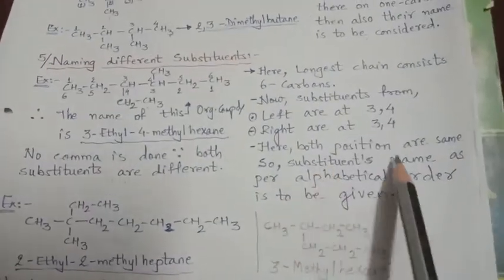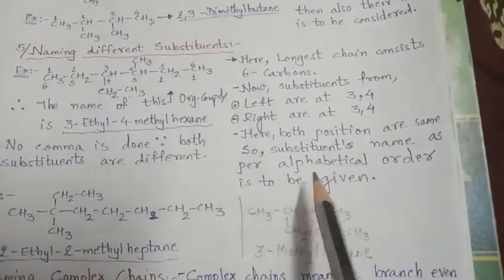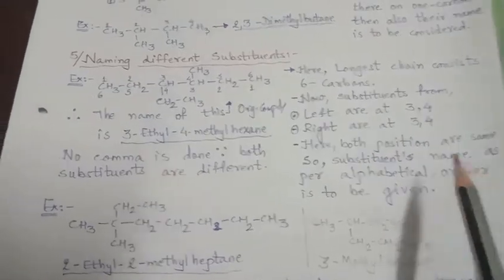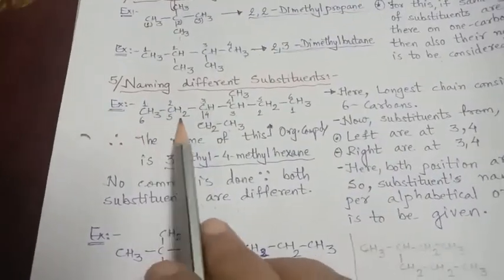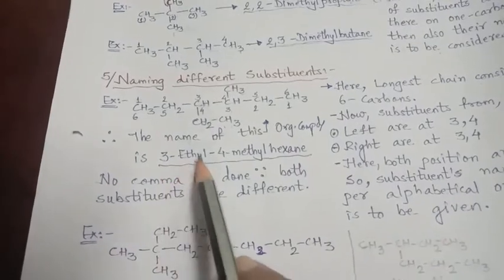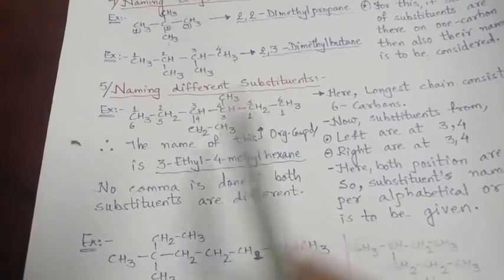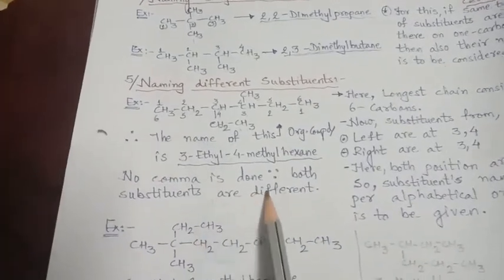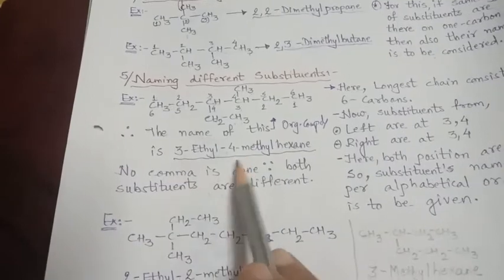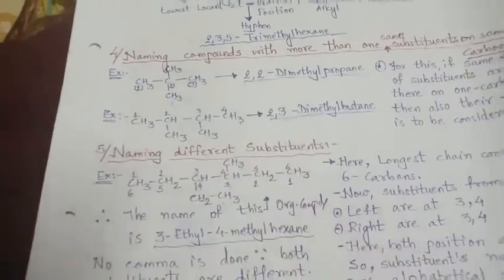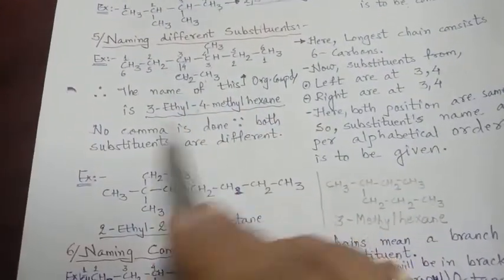So here both positions are the same, third and fourth. So the substituents' names are according to alphabetical order. So from this side we will consider 1, 2, 3. So 3 hyphen ethyl hyphen 4 methyl hexane. Clear? No comma is put here between 3 and 4 because both substituents are different. Here what happened? Both were the same, so 2 comma 2, 2 comma 3 because both were methyl. But here both are different, so we are not putting a comma.